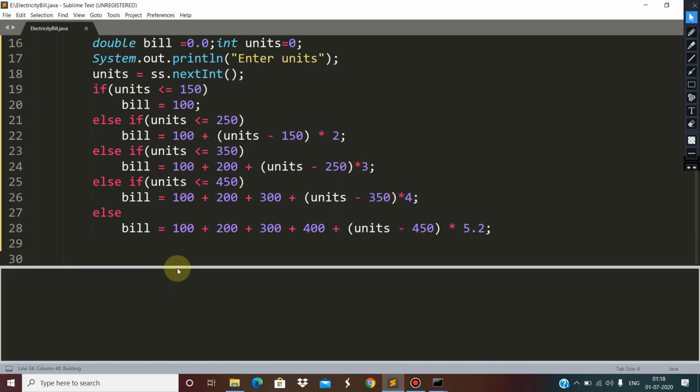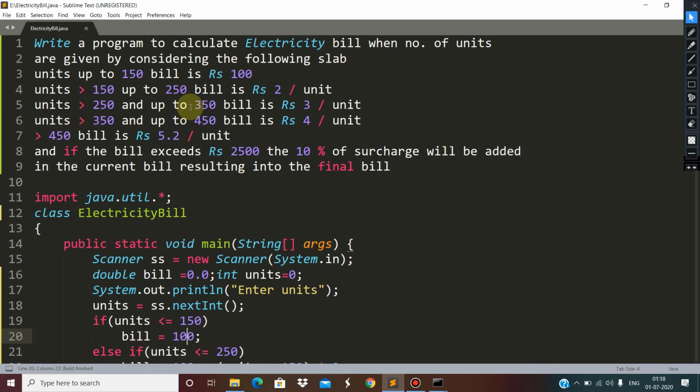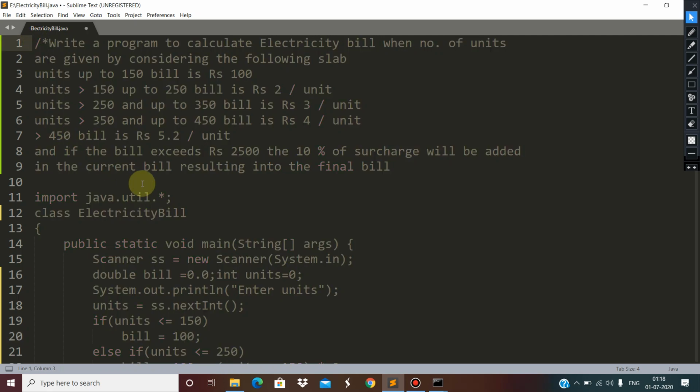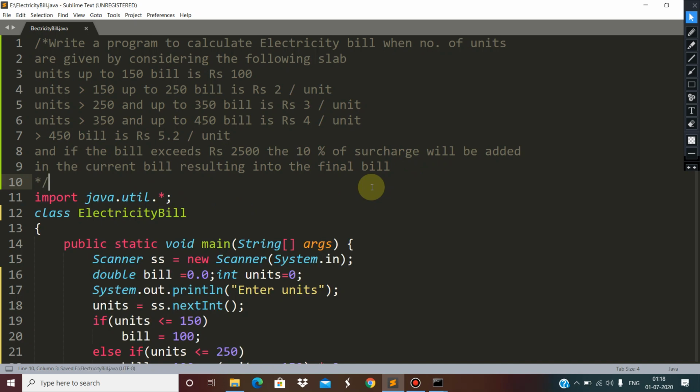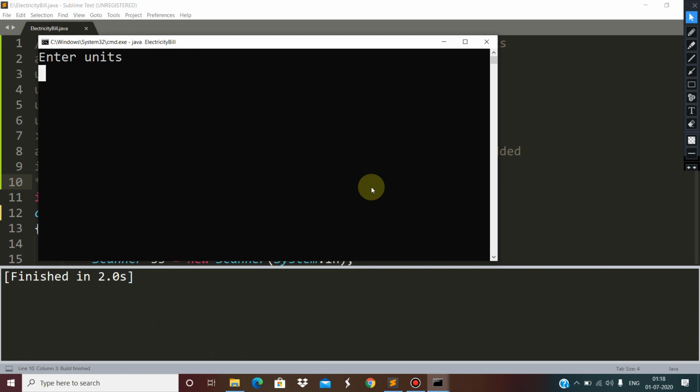So let us execute this part. One thing: we need to put these lines within multi-line comments, otherwise the Java code will not get executed. Here suppose it is 451 units, then it is 1005.2 rupees. Let us see how to calculate that.